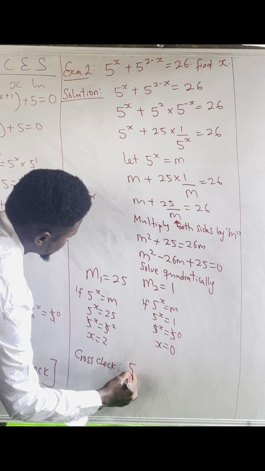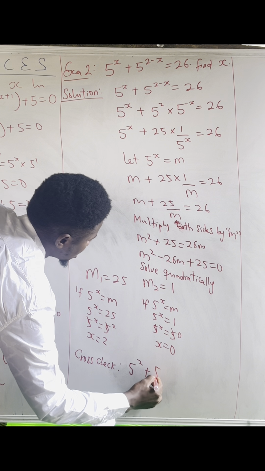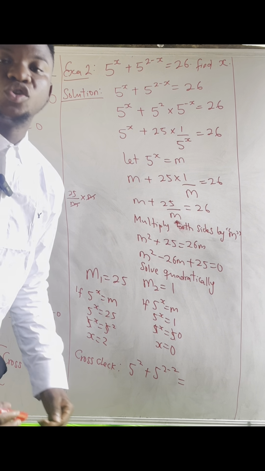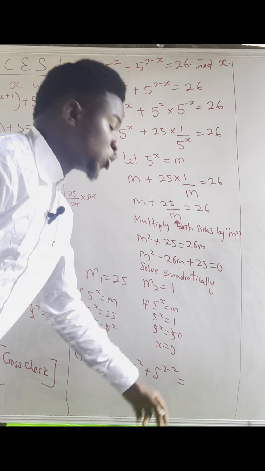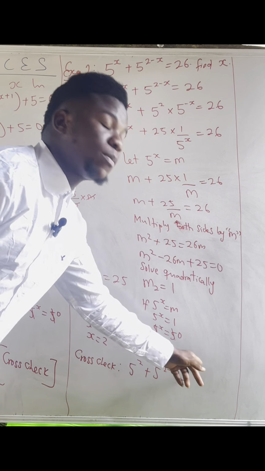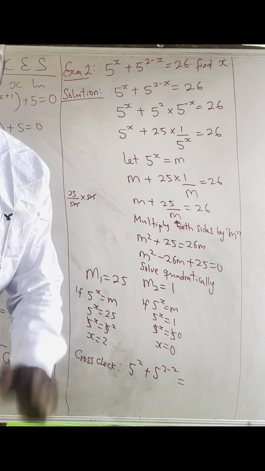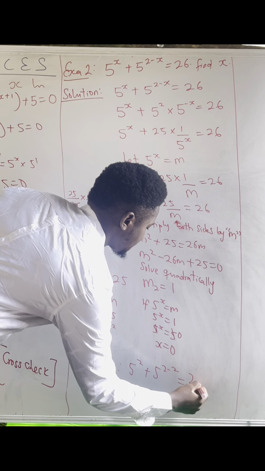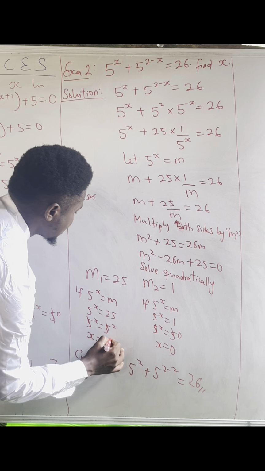So that will be 5 raised to power 2 plus 5 raised to power 2 minus 2 is equal to, guys, what is 5 raised to power 2? 25. What is 2 minus 2? 0. What is 5 raised to power 0? 1. Anything raised to power 0 is what? 1. This simply means that 25 plus 1, that is what? 26. Therefore, this x is correct.